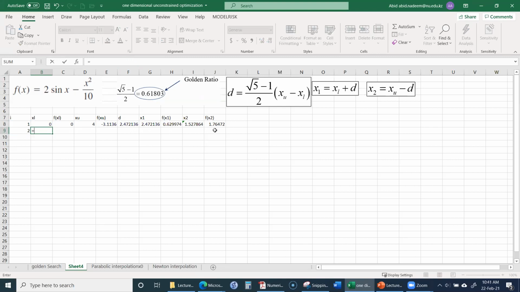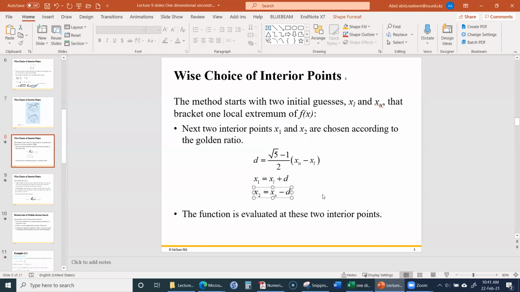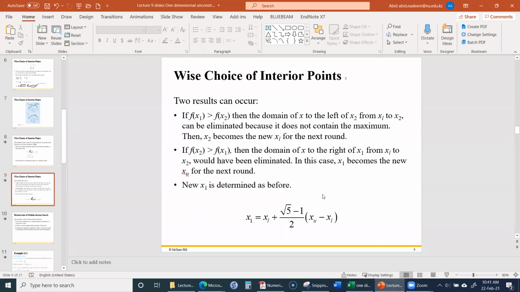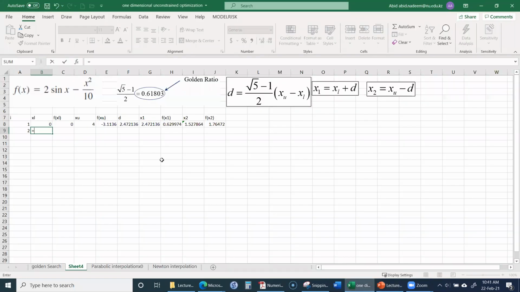So according to the rules, for example here, if fx1 is greater than fx2, then this value will be x2, or if fx2 is greater than fx1, then this value will be x1. Now we will have to apply this rule. So what is the rule? The rule is if fx1 is greater than fx2.